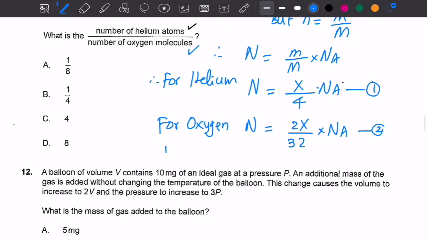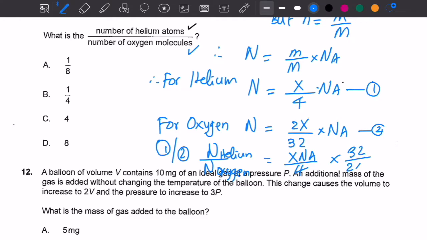So taking the number of atoms in helium over the number of molecules of oxygen, we get xNa divided by 4, and 2xNa. If I look at the numbers, this cancels this one. This is 4 times 8. Answer should be 4 to 1. Answer should be C.